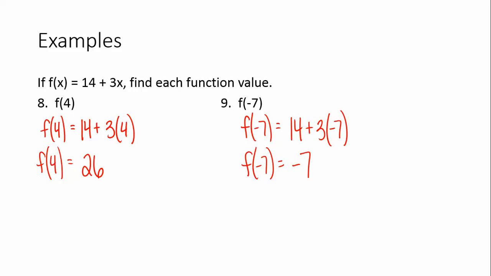So again, that output is dependent upon the input. We get negative 7 on number 9 because we plugged in a negative 7. On number 8, we got 26 as an answer because we plugged in a 4.